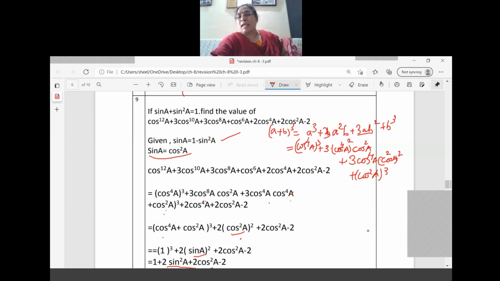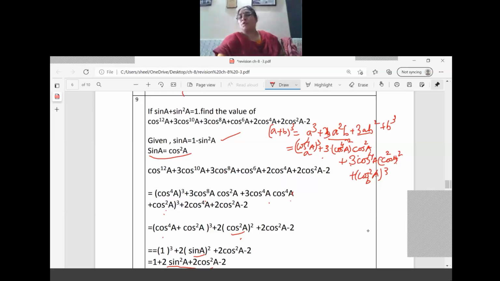So we got a here and we got b here. Now what should this term be? 3a square b only. 3 into cos raised to 4a whole square into cos square a. Now 3ab square, how can we write? 3 into cos raised to 4a into cos square a whole square only.